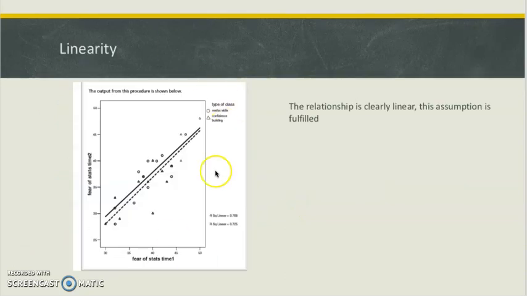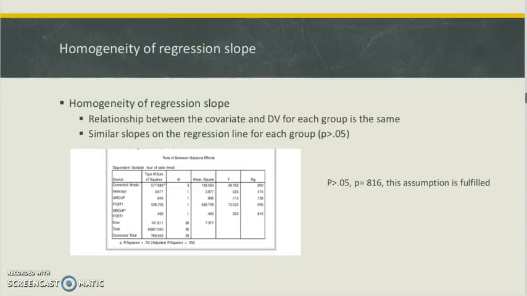So this is the report of a scatter plot for the linearity. So the relationship is clearly linear. This assumption is fulfilled. So linearity can be done using scatter plot in descriptive statistics.